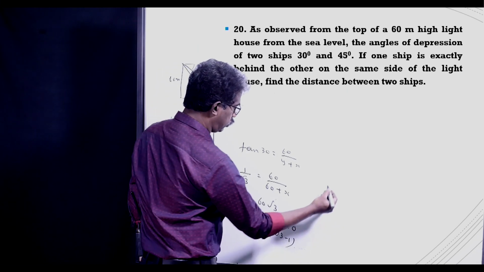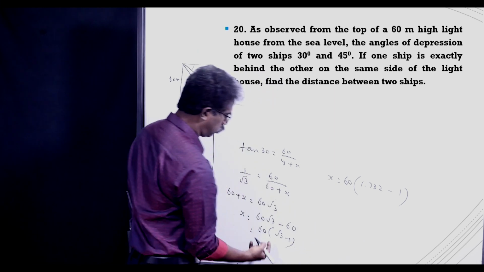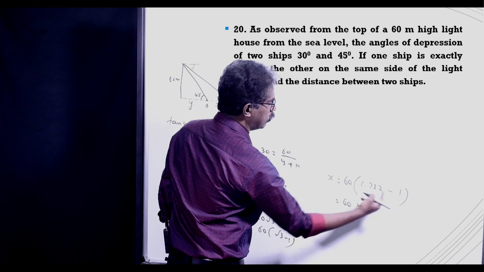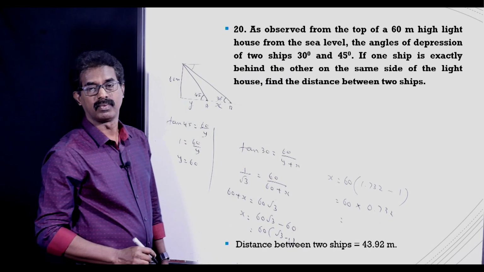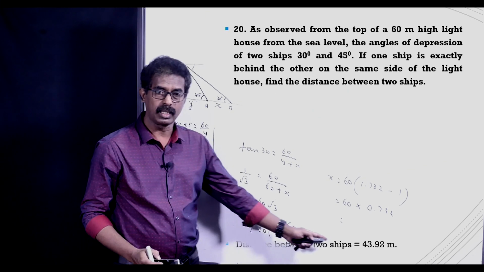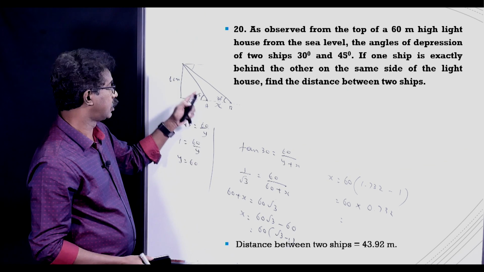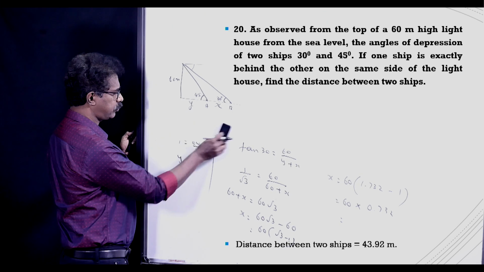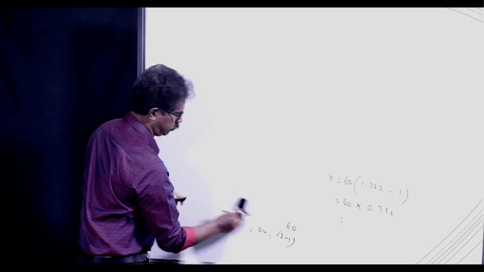So X is equal to 60 into root 3 value 1.732 minus 1. So 60 into 0.732. When you simplify, you will get the answer as 43.92. That will be the final answer, and write the unit also. So simple thing, diagram. They can ask even in 5 marks these types of questions. So be very careful. Very simple question. Now we go for the next question.